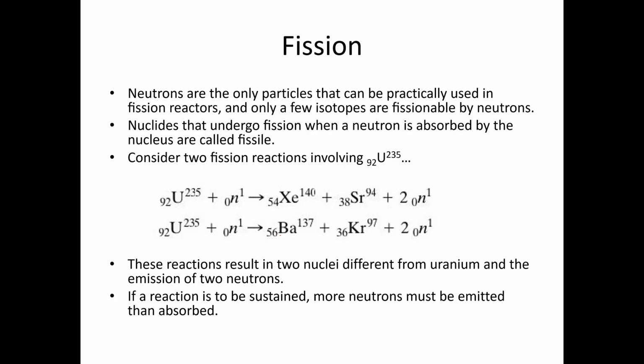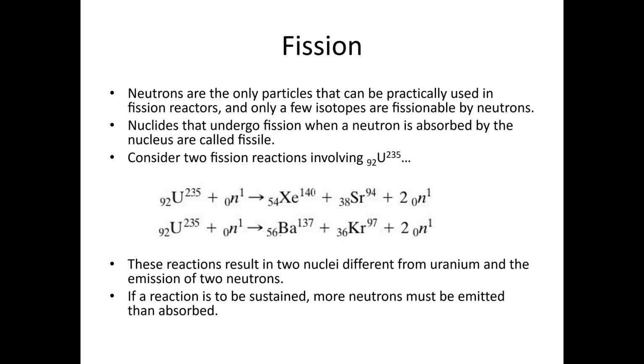In fission, neutrons are the only particles that can be practically used in fission reactors, and only a few isotopes are fissionable by neutrons. Nuclides that undergo fission when a neutron is absorbed by the nucleus are called fissile.